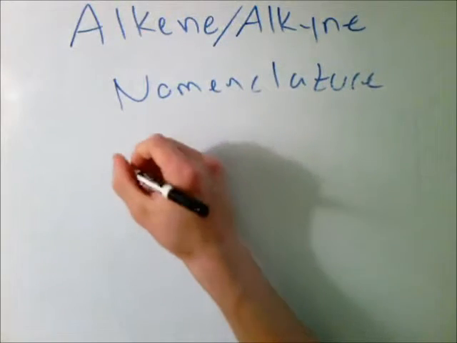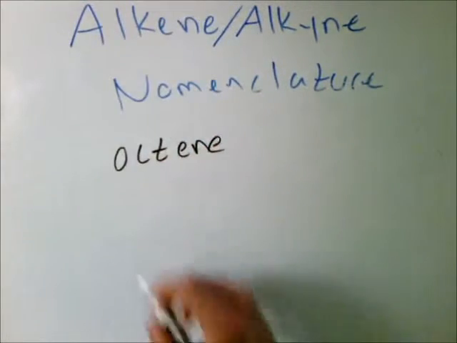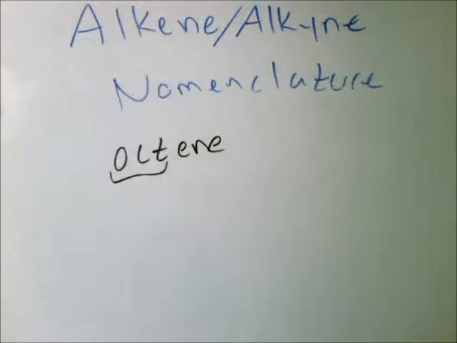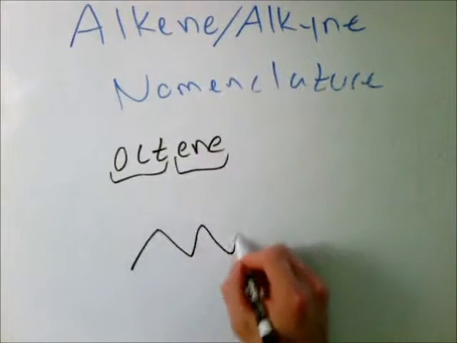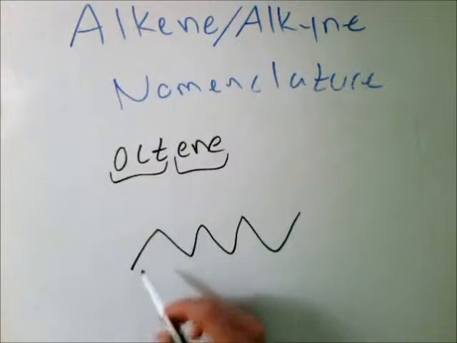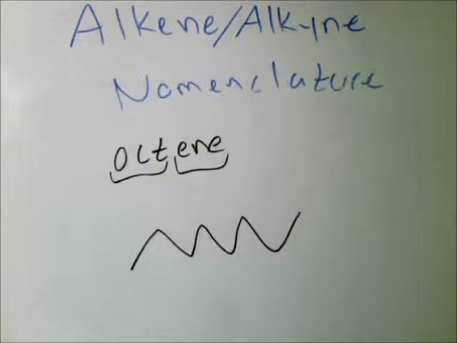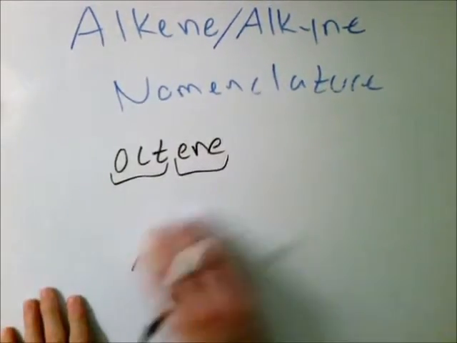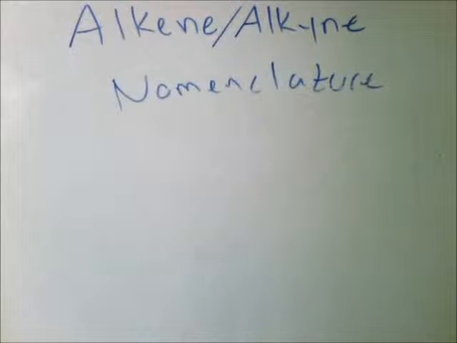So if someone said they wanted you to cook them up some octene, you know there's going to be 8 carbons on the longest carbon chain. You know there's going to be a double bond. But where's the double bond going to be? Is it between these two carbons, these two carbons, these two? You just don't know. Well, to identify where the double bond is supposed to be, you're going to number your carbons.